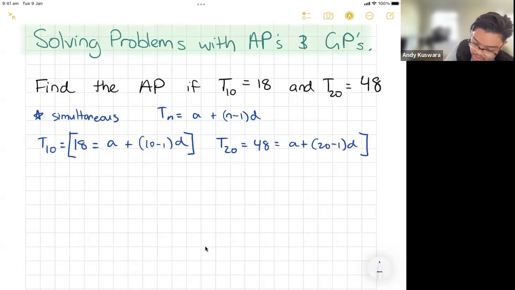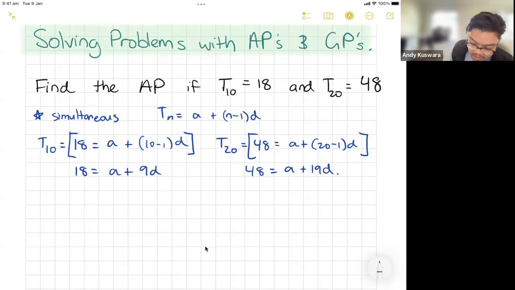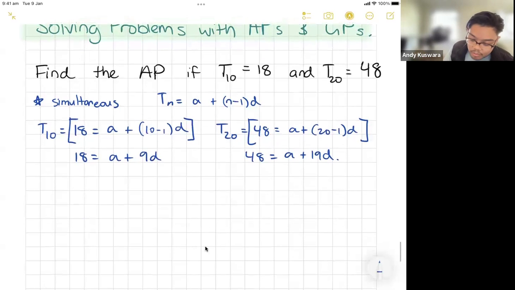Now, looking at this here, you can see I've got two equations and two unknowns. I don't know A, I don't know d. So this one here, let's clean it up and then we'll start solving. So 18 equals A plus, I can see this will be 9d. And I can see this one will be 48 equals A plus 19d. And at this point, you can solve whichever method you want.